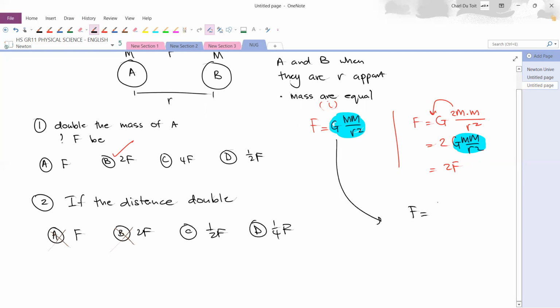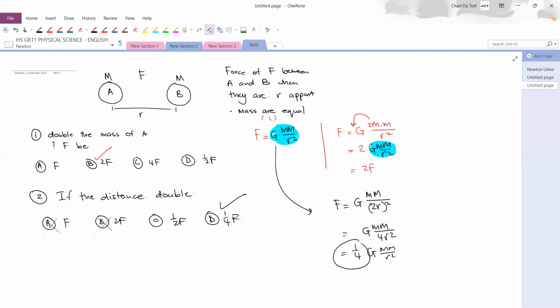The force, the mass stays the same. So it's G, the mass of the one is the same, the mass of the other one is the same. The distance is now 2R, doubled and squared. And that becomes G M over 4R squared. If I take that 4, put it to the front, that's a quarter. Is that correct? Okay, so the answer is a quarter.